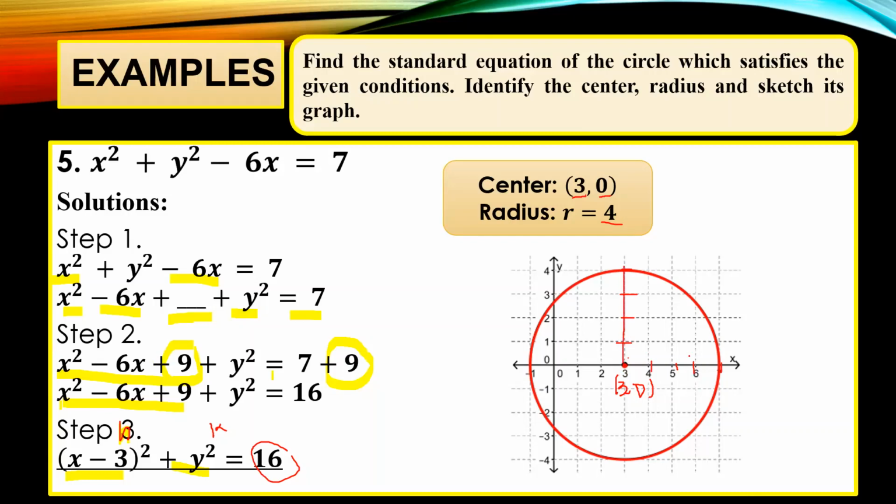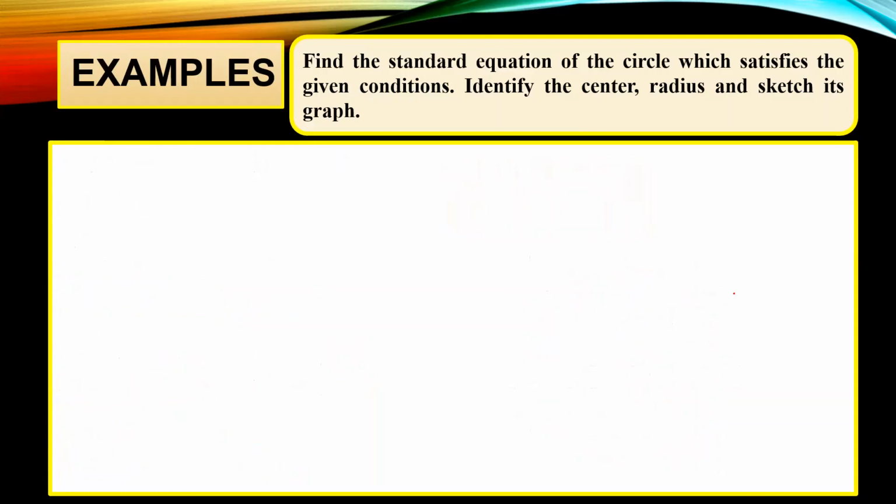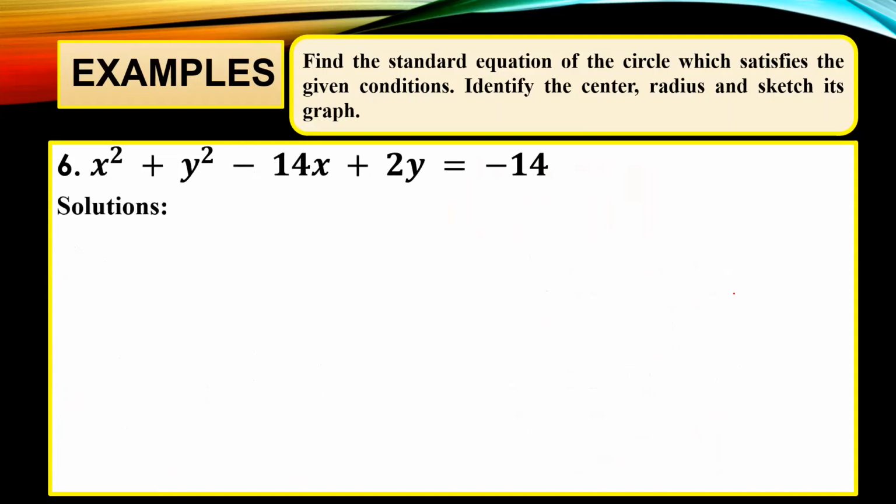So this will be the graph of the given equation x squared plus y squared minus 6x is equal to 7. Next, we have x squared plus y squared minus 14x plus 2y is equal to -14. So again, we first convert the general equation of a circle to the standard equation of the circle.